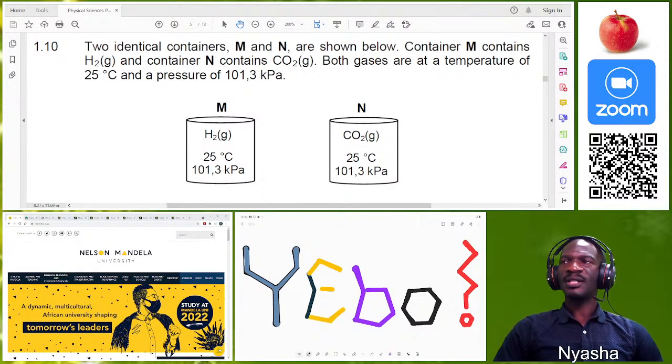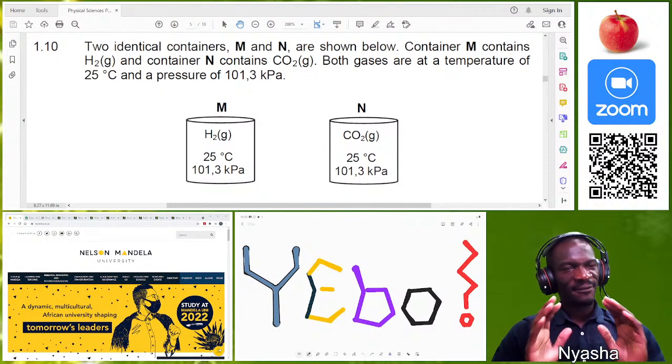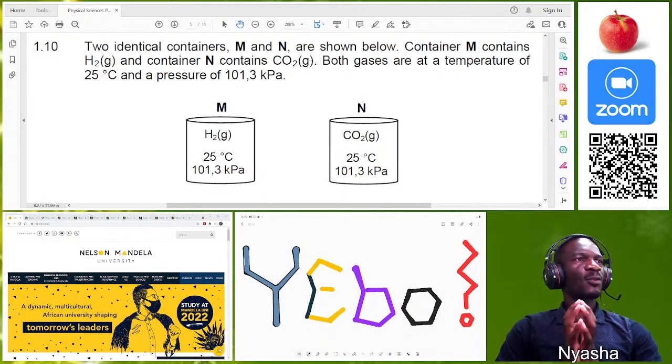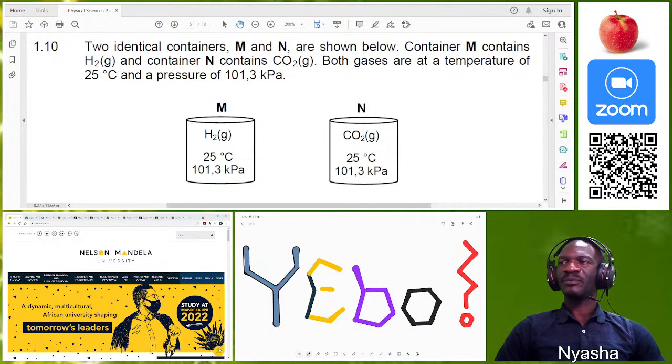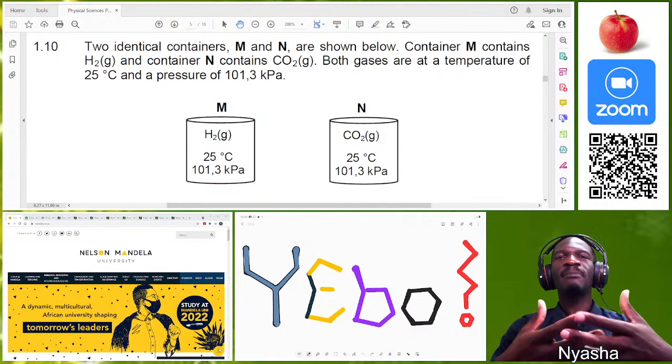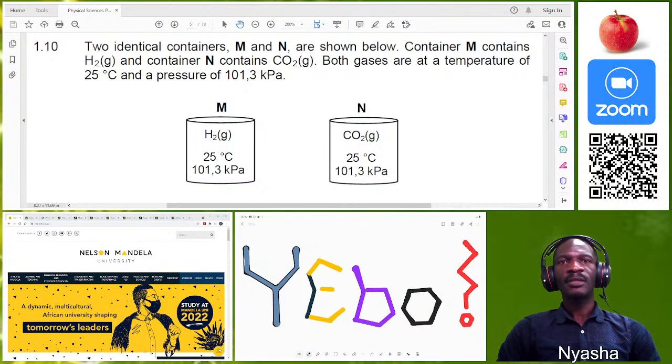Especially you as students, you are the most important in this exercise. We want to comprehend. We want to understand the question. That's the first thing, comprehension of the question. When you've understood the question, the next task is identify the given information. What have they provided for us?